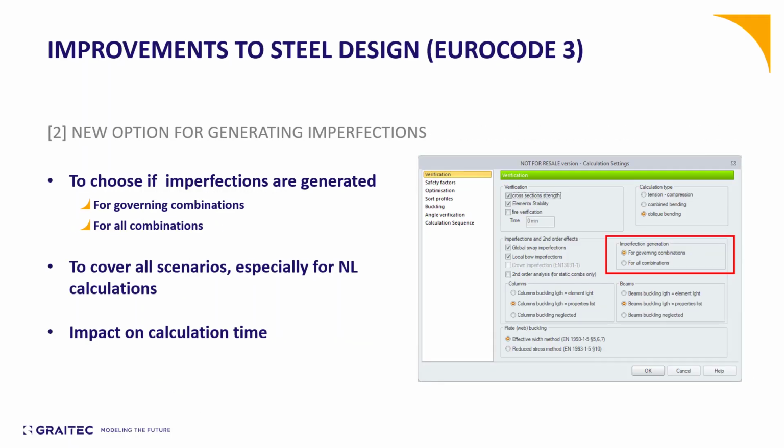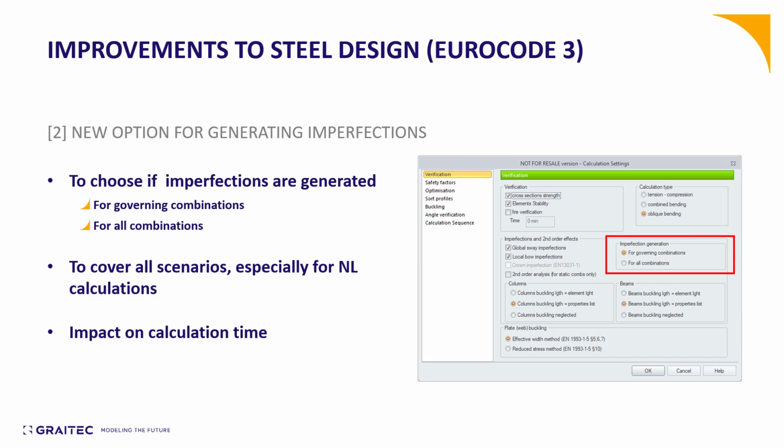The second point for steel design is related to imperfection generation. Now we can choose if imperfection forces are generated for automatically selected or for all load combinations. Why? Advanced design usually applies the imperfection forces only on the combinations for which the imperfection forces are the highest.